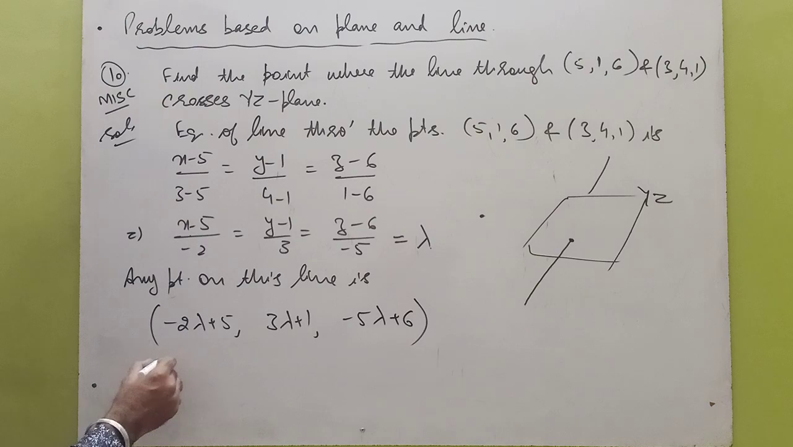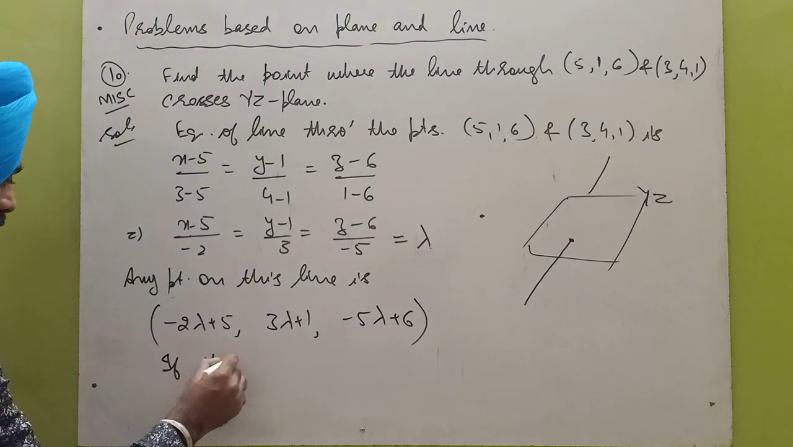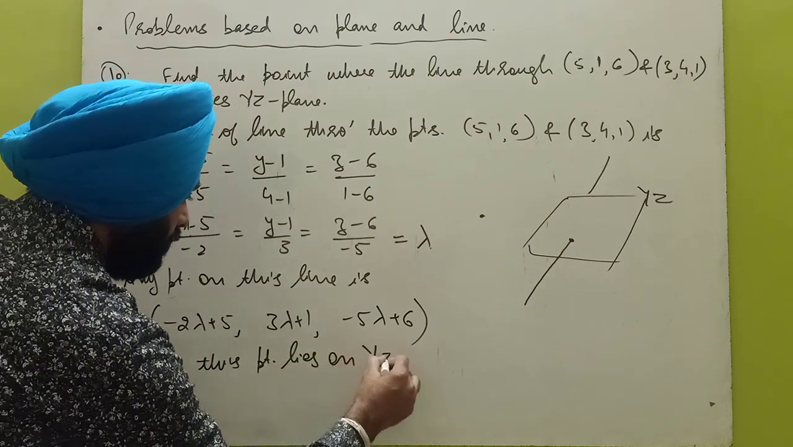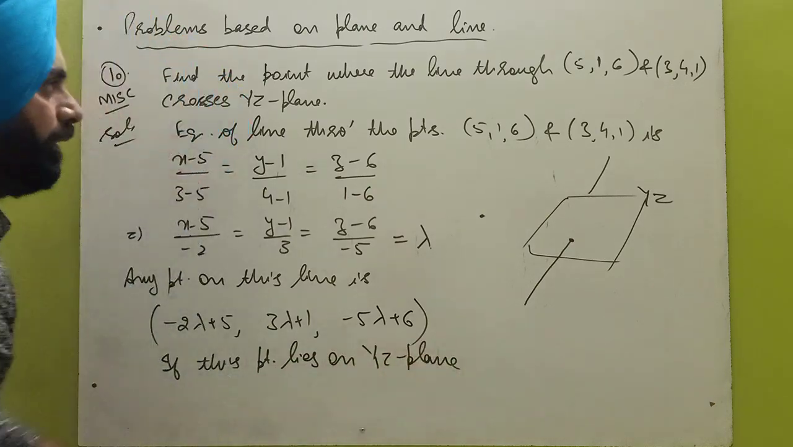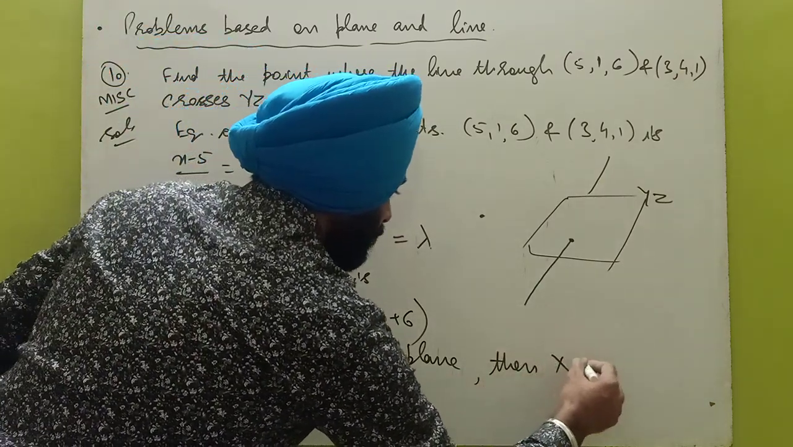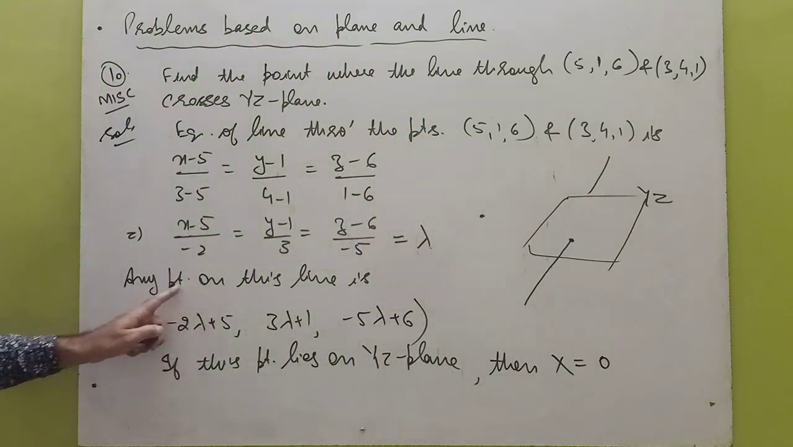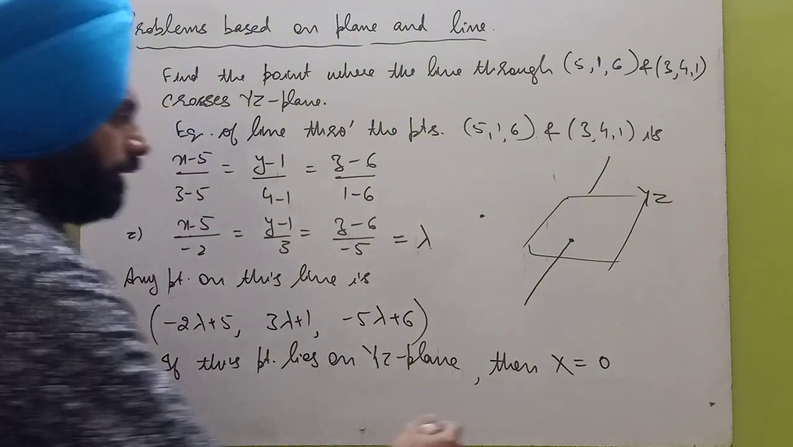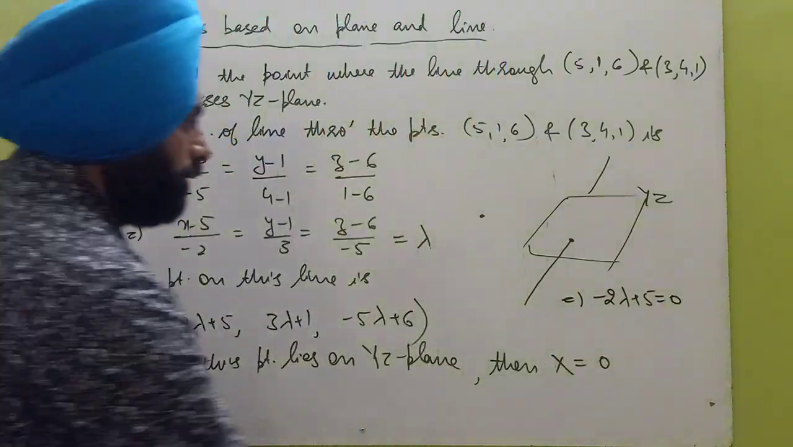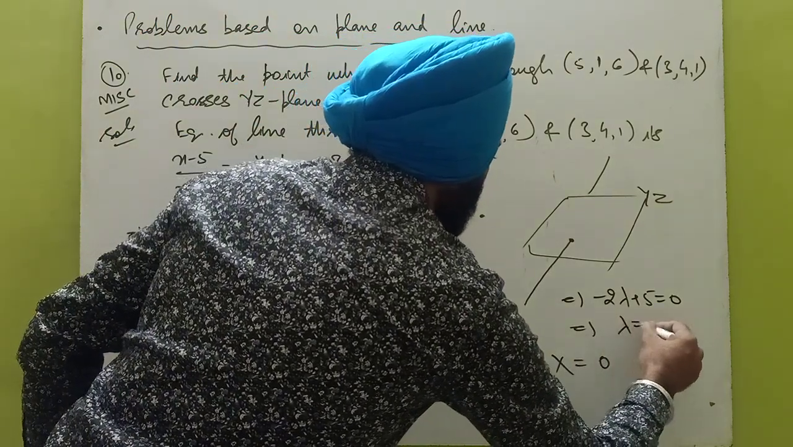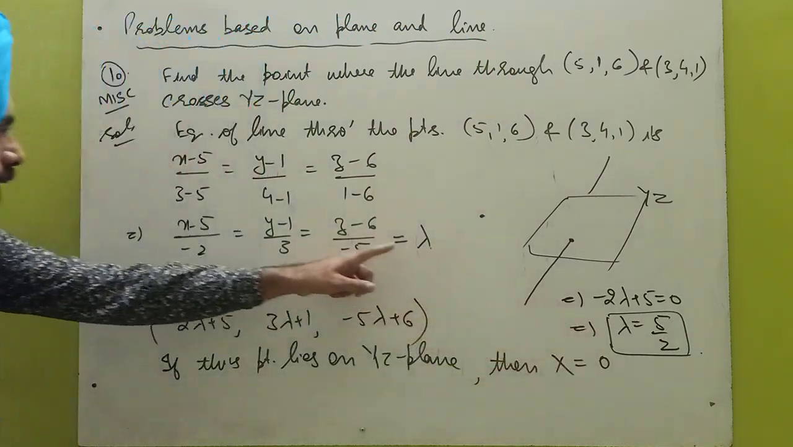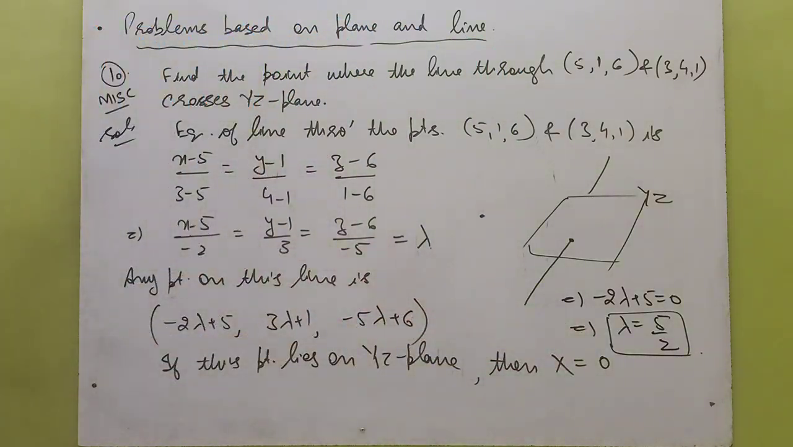If this point lies on YZ plane, and we know that in YZ plane the coefficient of x variable is 0. So put this term equal to 0. So minus 2 lambda plus 5 is equal to 0. So the value of lambda is 5 by 2. Now put this value of lambda in the coordinates of the point.